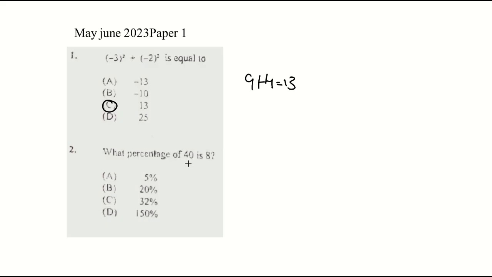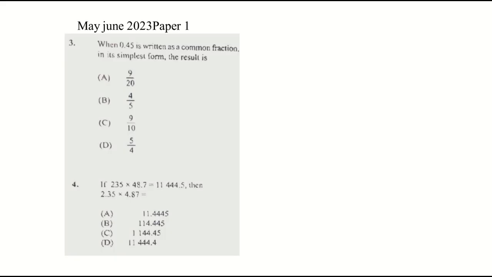What percentage of 40 is 8? That's 8 over 40 multiplied by 100 over 1. 5 goes into 40 eight times, and 5 goes into 100 twenty times. So we know it is 20%. We don't remember the answer.